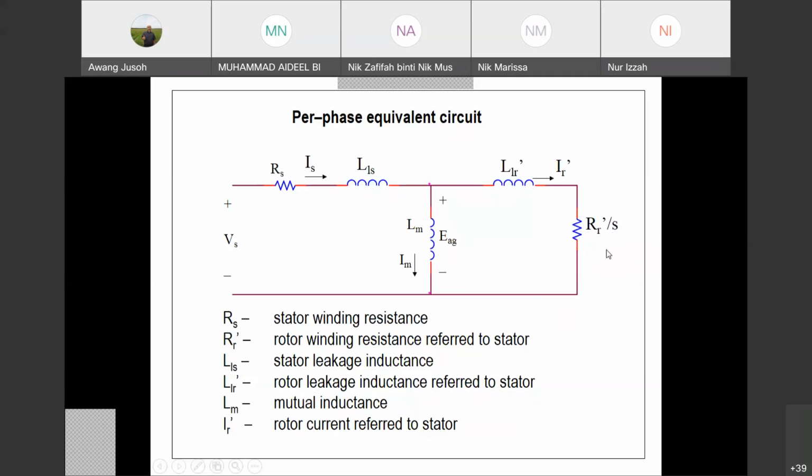Normally three things are given to us here. First, S starting. The second one, S equal to S full load. And the third one is S equal to S maximum. S maximum means the slip when the motor produces maximum torque. So these are the only 3 conditions you need to be expert in. Normally we ask you to calculate about the induction motor under these 3 conditions only.